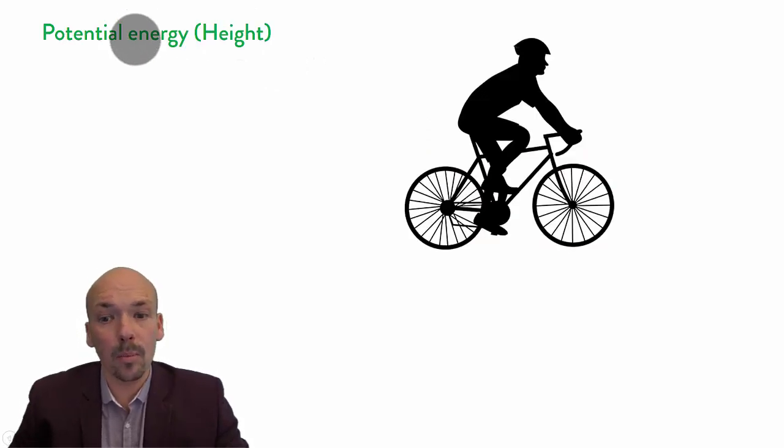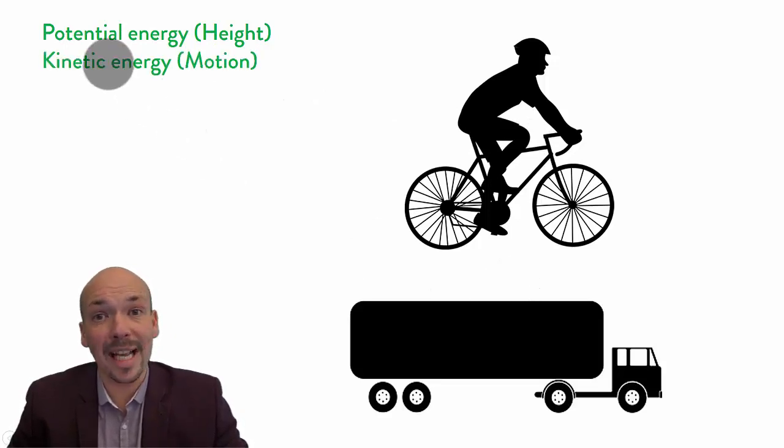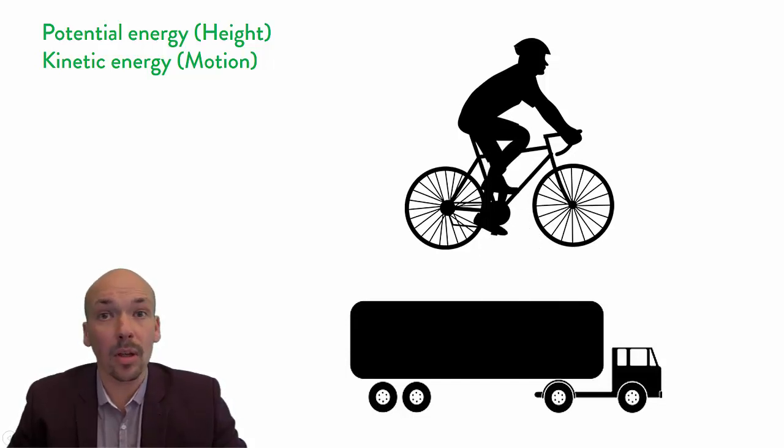The next one has to do with movement. As you can see, we have a bike and we have a truck, and if they both move, they both have kinetic energy. Kinetic energy has to do with the motion, and it has to do with the speed they have and also with the weight they have. Even if they go the same speed or the same velocity, the truck will still have a lot more kinetic energy because it is a lot heavier.